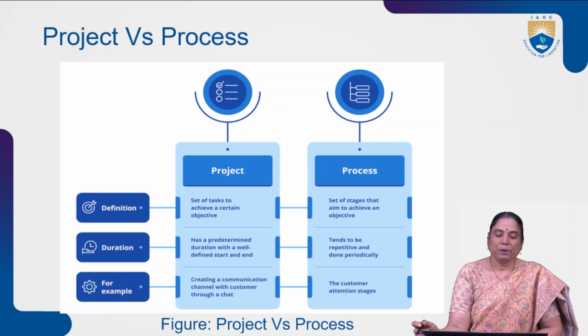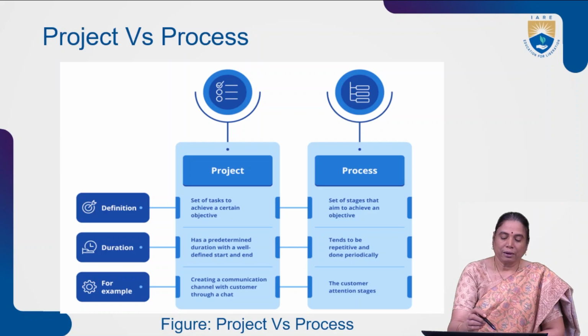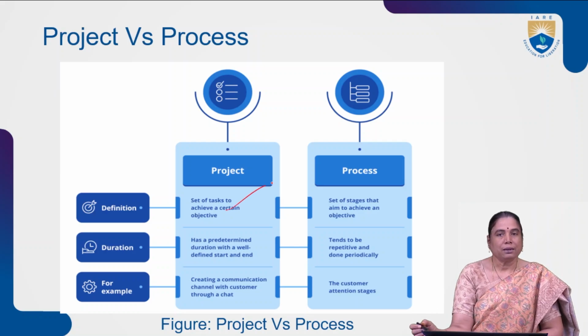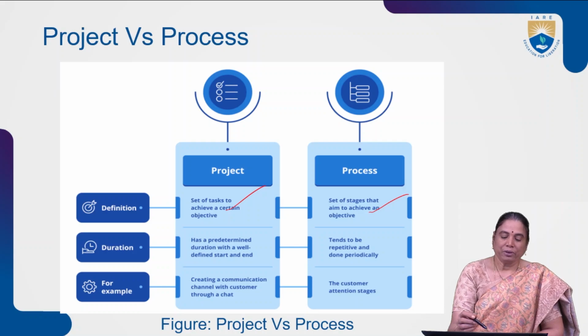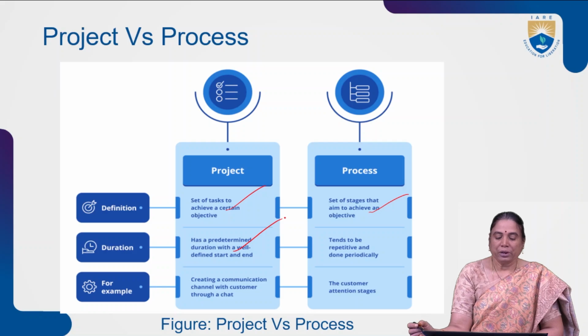What is the difference between project versus process? A project is a set of tasks to achieve a certain objective, but a process is a set of stages that aim to achieve an objective. A project must have a predetermined duration with defined start and end points. But processes tend to be repetitive and done periodically.